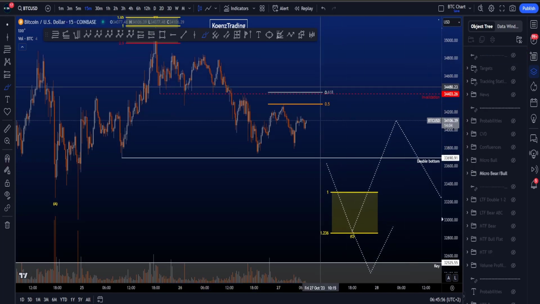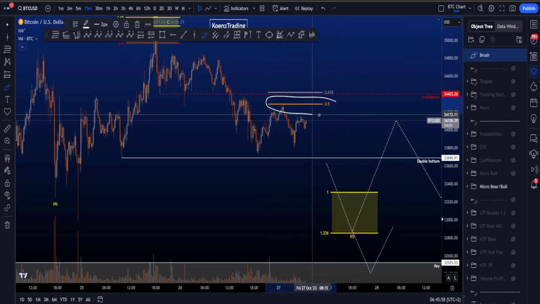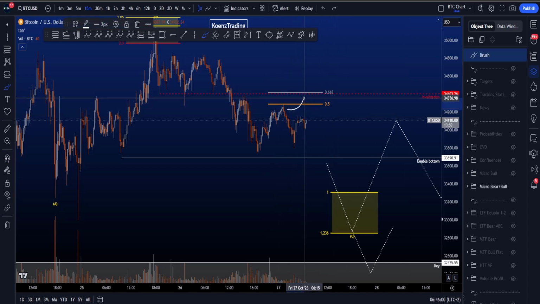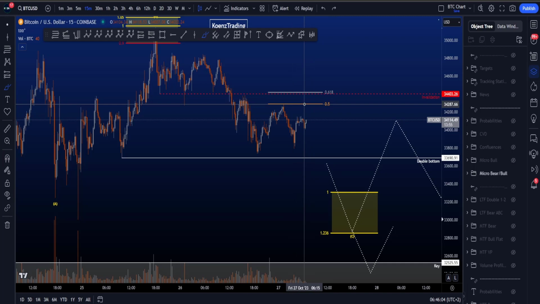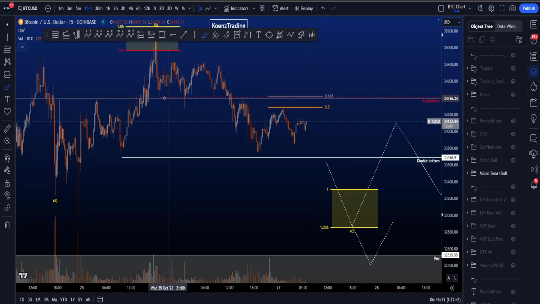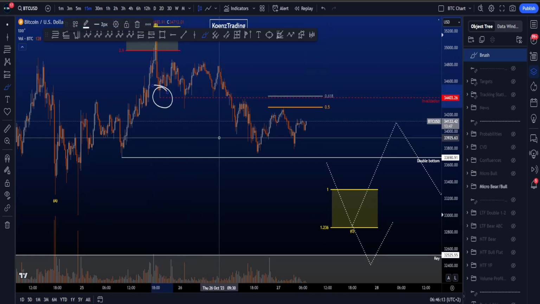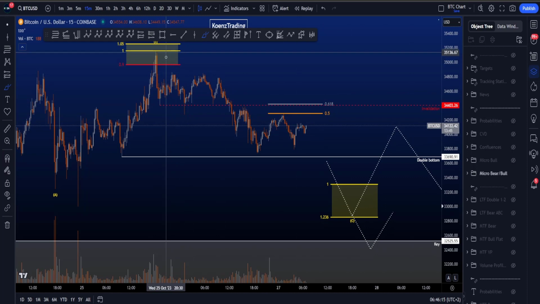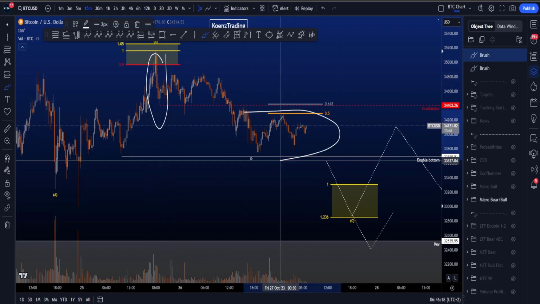Now for a wave 4, usually the maximum target is the 0.5 Fibonacci. You can wick above, but you don't really like to see candles close above the 0.5, which is sitting at 34.3k, and the 0.618 is not the level you want to see hit, where you also see I have the invalidation line based on this wick over here.